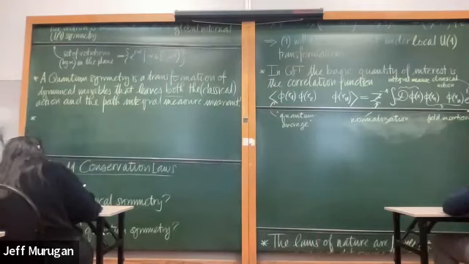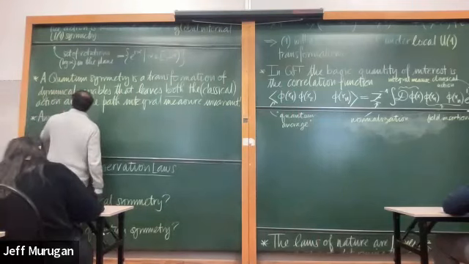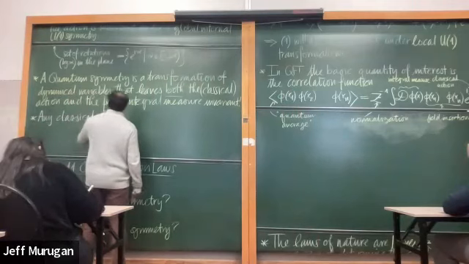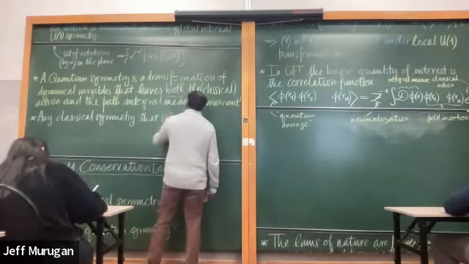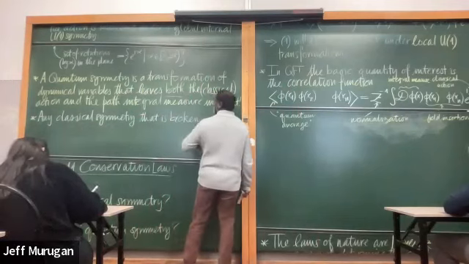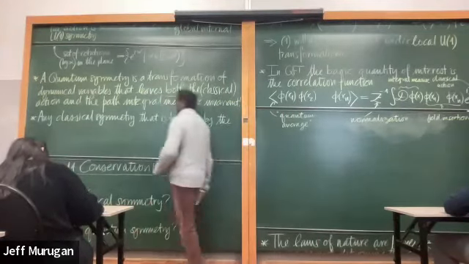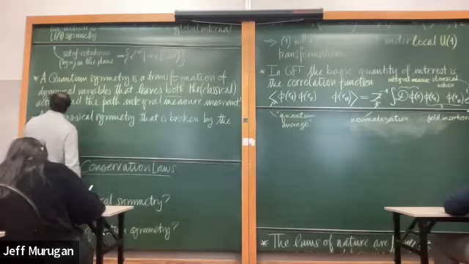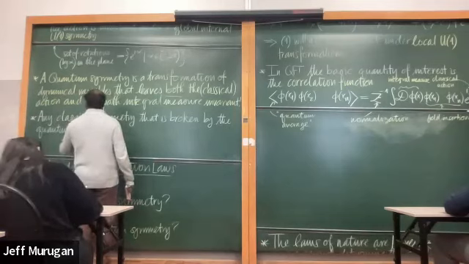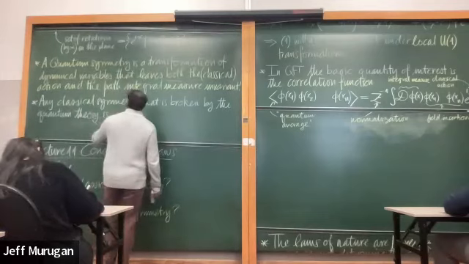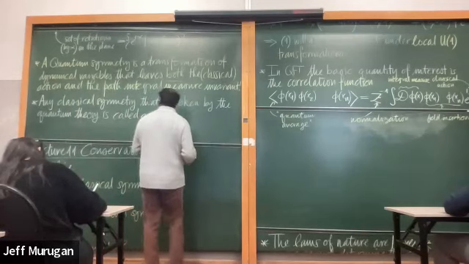So any classical symmetry that is broken by the quantum theory is called an anomaly.